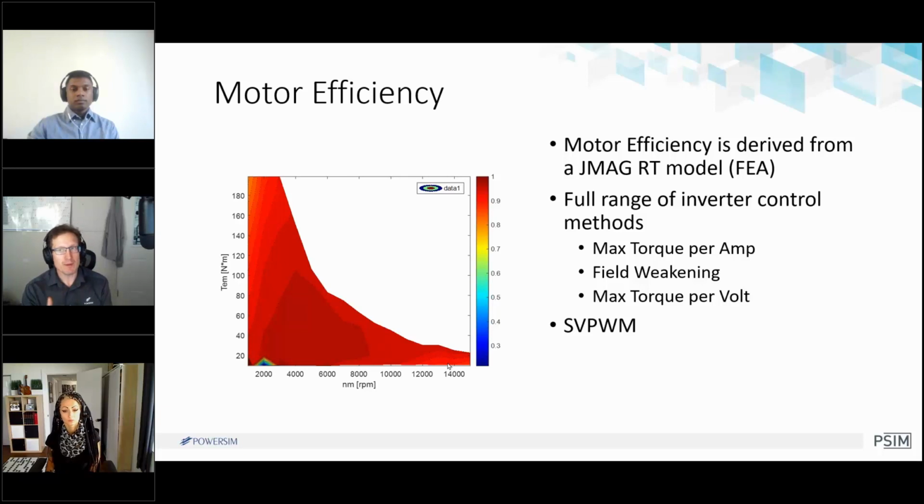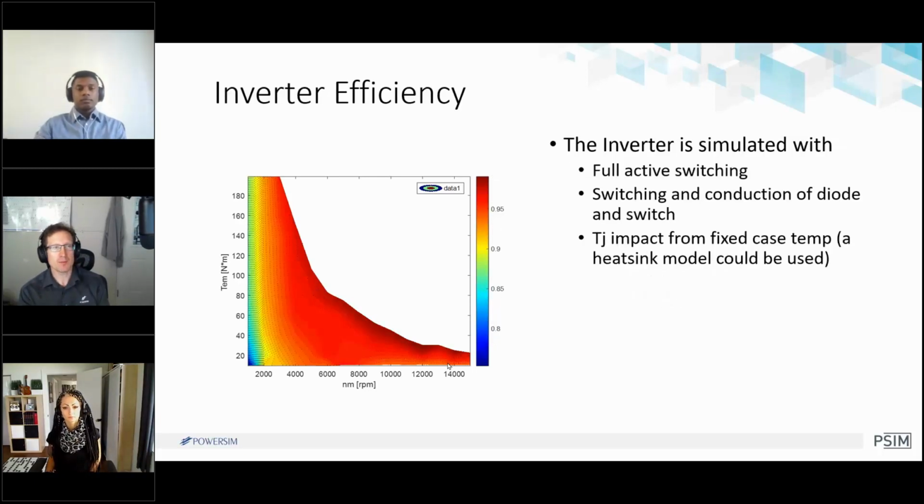So again, when we're driving the motor, we're looking at everything. We've got full closed loop. We're implementing max torque per amp control. We're implementing field weakening. We're implementing max torque per volt control. We're using space vector PWM. We can change all of these things. And when we're doing the inverter, the junction temperature of the device is being considered, and we're also considering the voltage drop across the device during conduction. So it's a full closed loop system with about as much detail as one needs to put in.